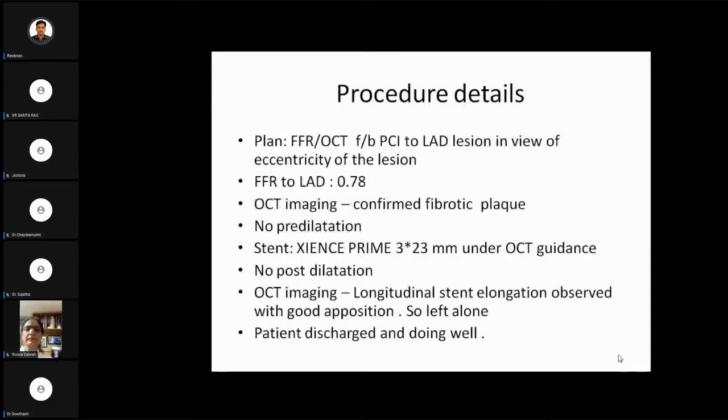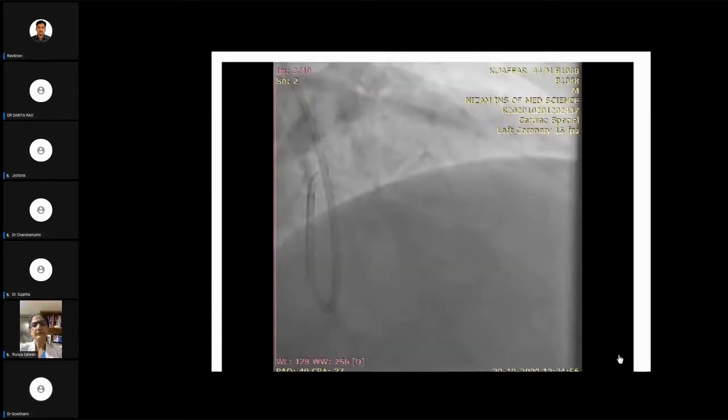Ma'am, sorry to interrupt you. The files are not moving. Yeah, now it's coming up. Earlier, your angiogram slide was not visible. Now it's visible, ma'am.